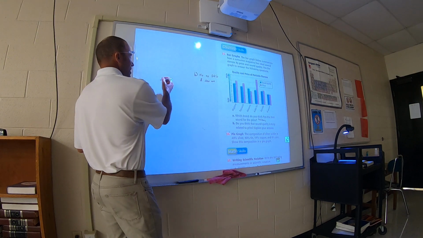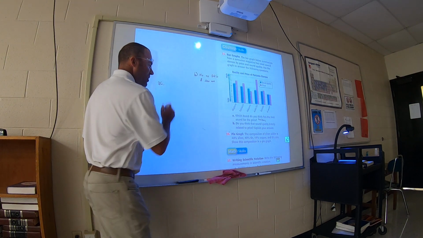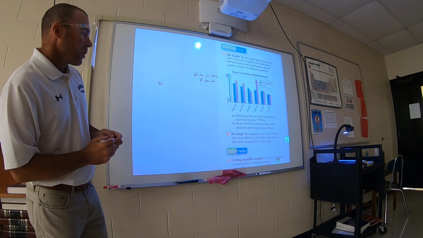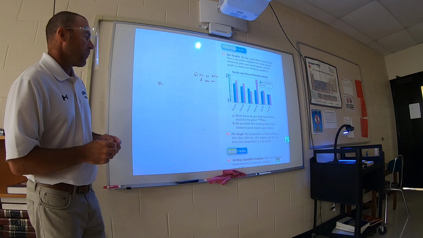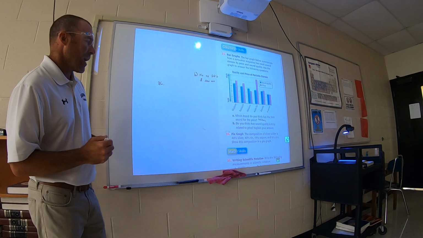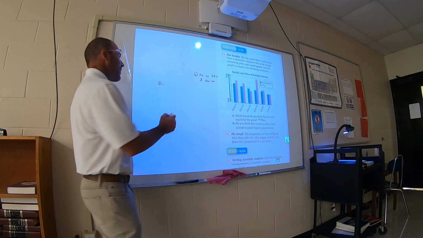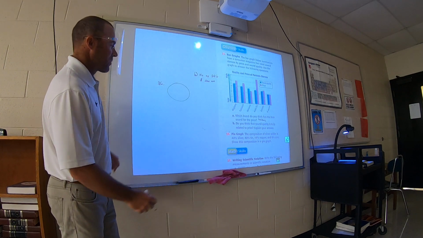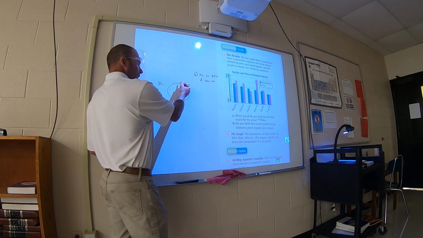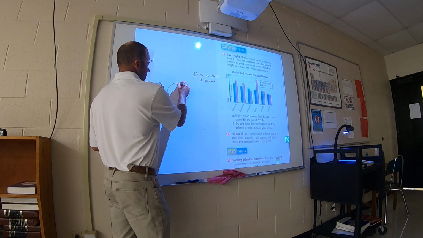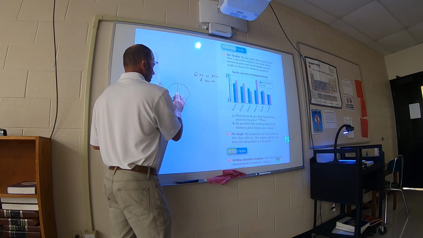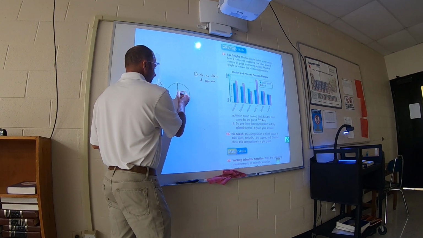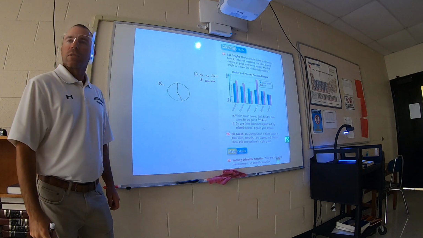And then 26, it says the composition of silver solder is 40% silver, 40% tin, 14% copper, and 6% zinc. Show this in a pie graph, so let's make a pie graph here. So 40% of it is silver. If we draw a line through the middle, that would be half of it. So I don't know. What do you think? 40%?